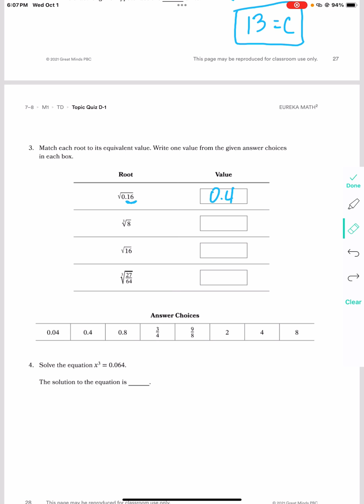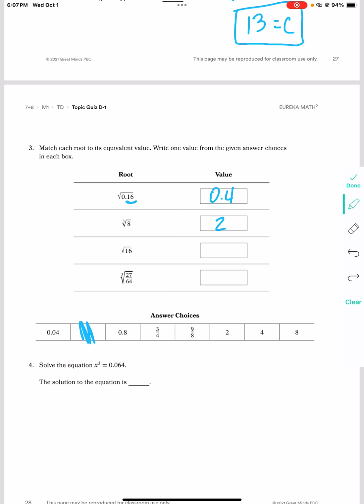All right, so looking at the next one, we have the cubed root of 8. Remember the difference between the signs. The square root sign is just a regular sign. The cube root sign has a little 3 on it. So the cube root of 8, with what number can you multiply times itself 3 times to get 8? Using your paper, you should see that that number is 2.